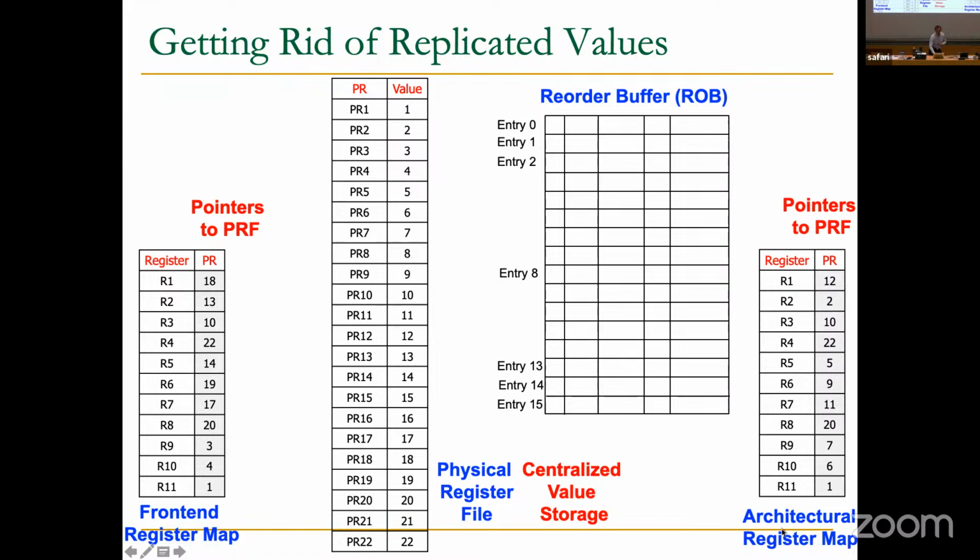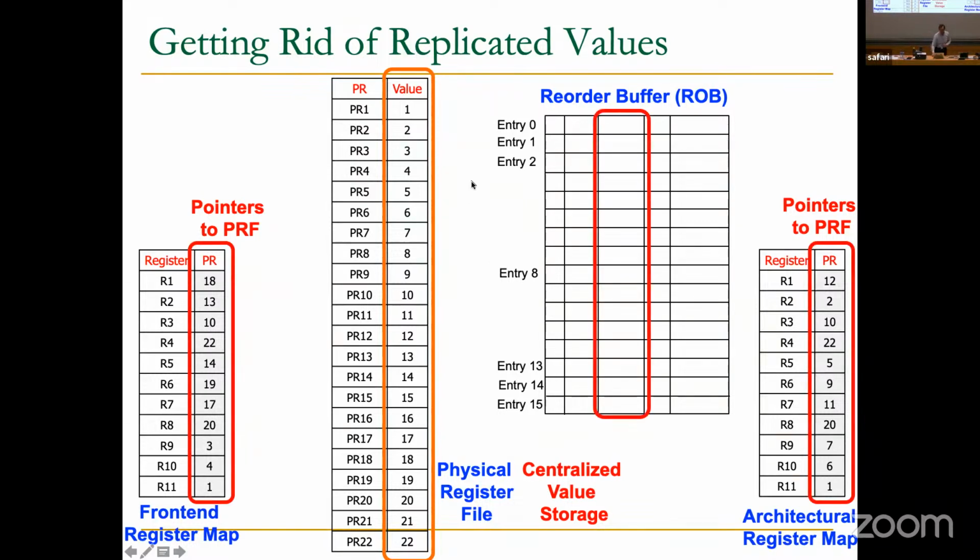That's true for the architectural register map also. Here, architecturally, register 1 is stored in physical register 12. That's the architectural state of the machine. Architecturally, register 7 is stored in physical register 11, etc. And the reorder buffer entry also has pointers. So this is how you can get rid of the values. Values are only in the physical registers that are centralized, and everything else stores pointers to the physical register file. Now, this is also nice because this is your rename space now.